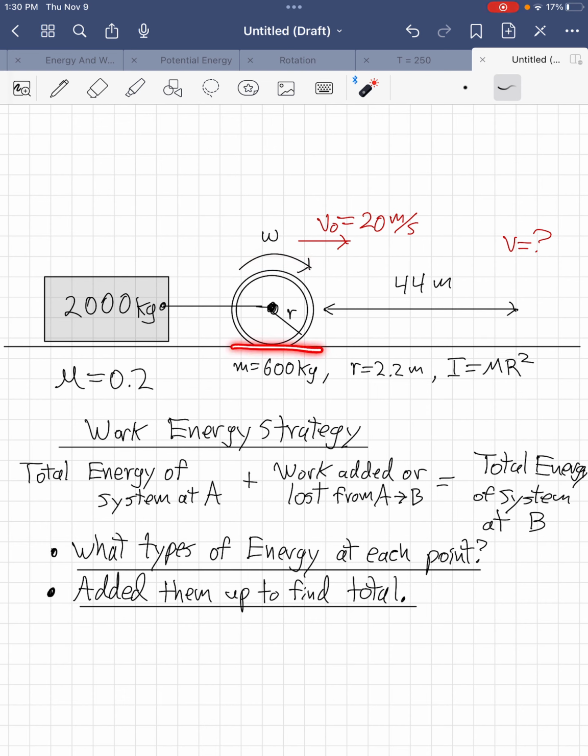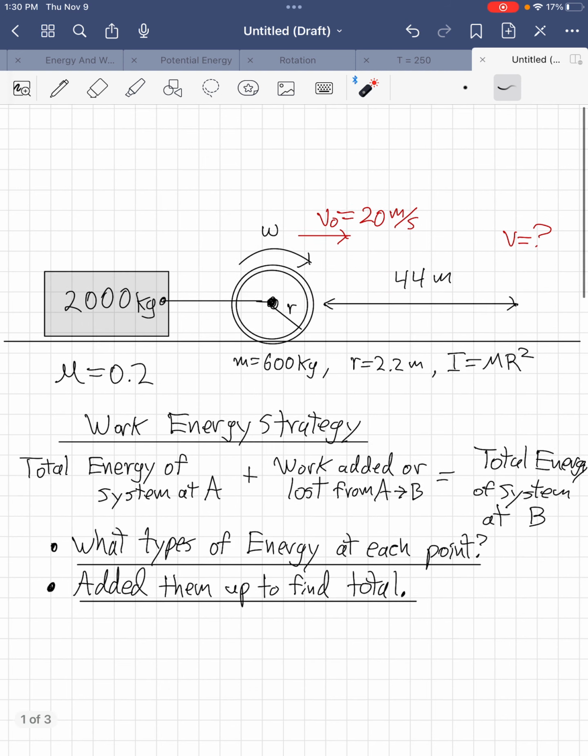There's no friction acting on the cylinder, but there is on the mass because it's sliding along the ground and the coefficient of friction is 0.2. And we have the mass of the cylinder, its radius, and since it's a hollow cylinder, its moment of inertia is just mass times its radius squared. So the question is, after these roll for 44 meters, or after this rolls and drags this along with it, how fast are they going?